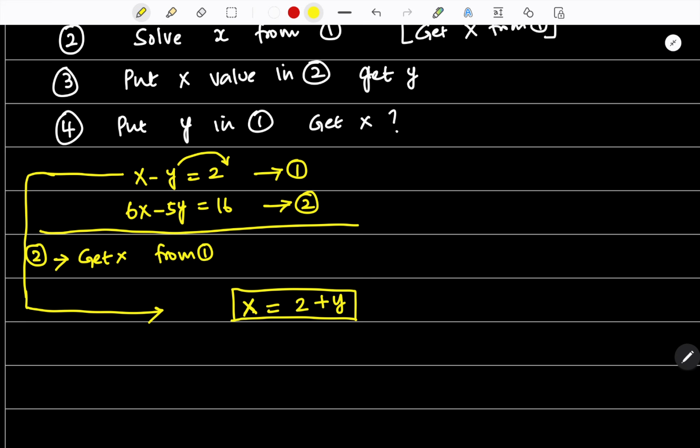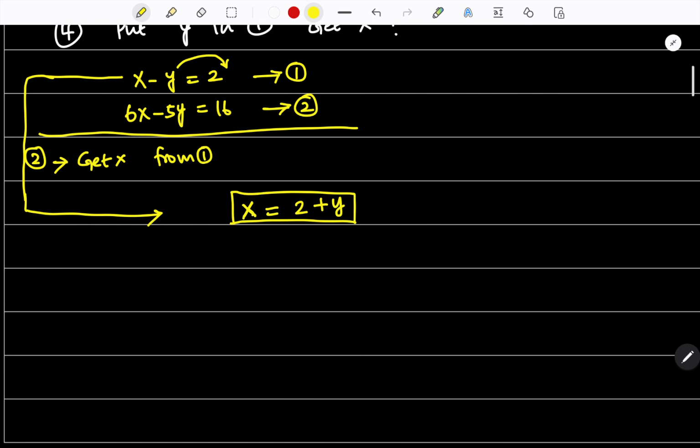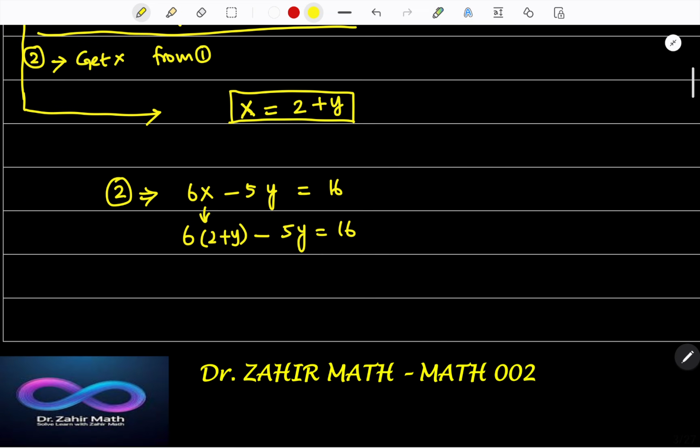Clear everybody? Right. What did I say? Call the equations 1 and 2. Solve x or get x from 1. Then put x value in equation 2 to get y. Okay? So what is your equation number 2? Your equation number 2 is 6x minus 5y is equal to 16. So 6 times what is your x value? 2 plus y, minus 5y is equal to 16. So now we are going to solve this equation.